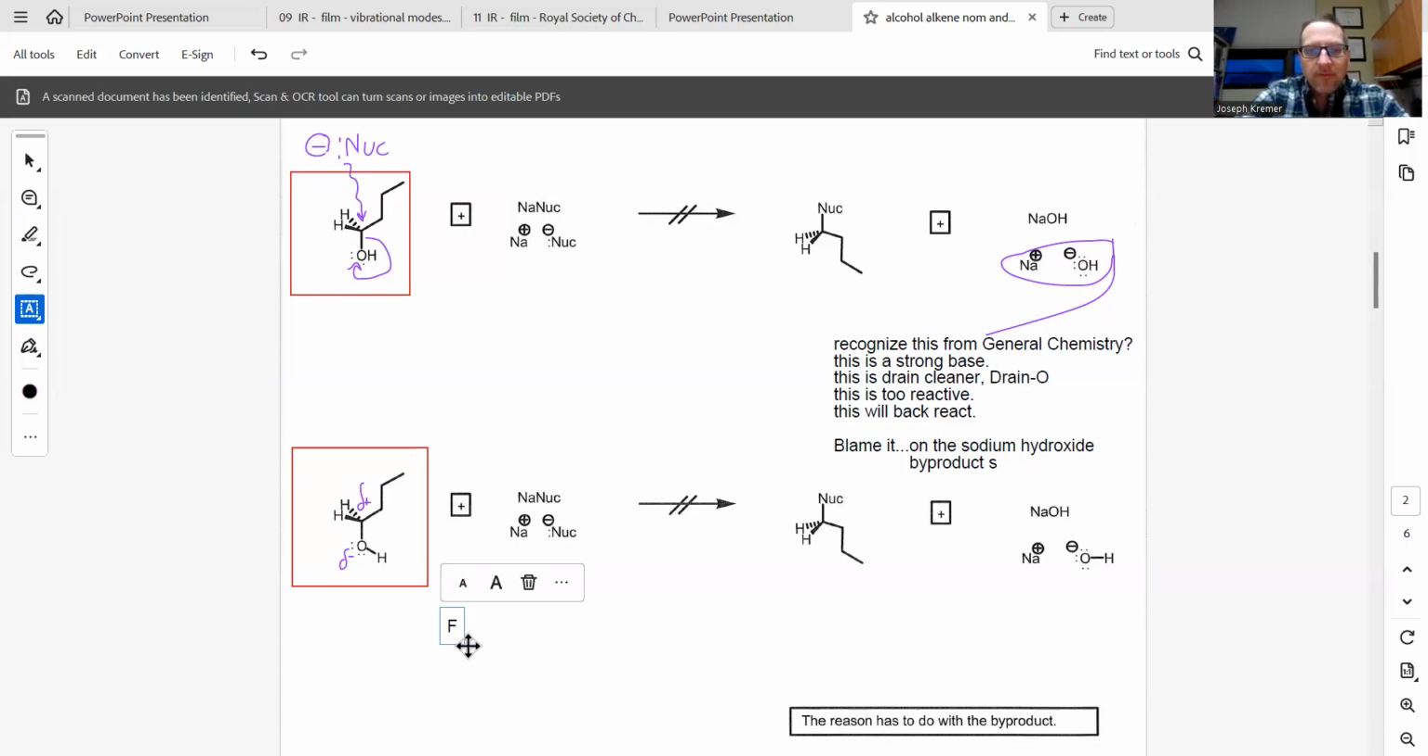Another way of saying this is, fluoride is a leaving group. Chloride is a leaving group. Bromide is a leaving group. It goes on its happy way. These are all leaving groups.